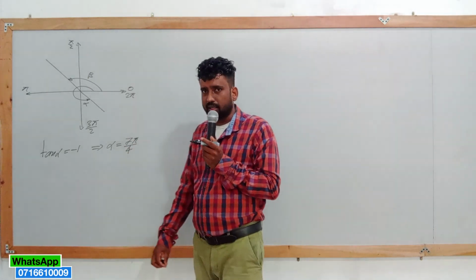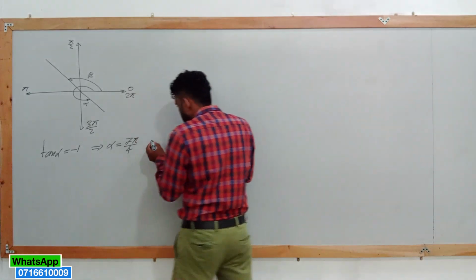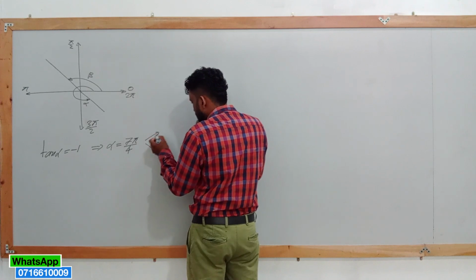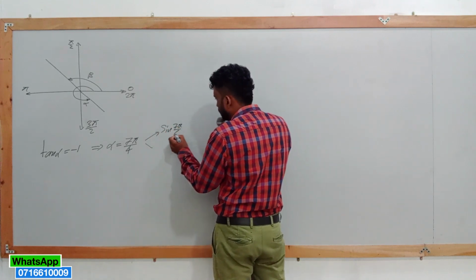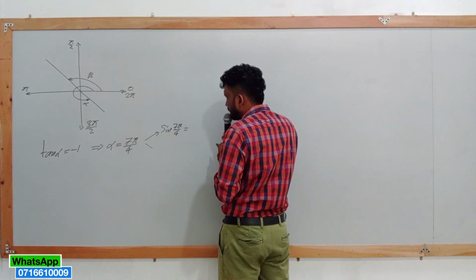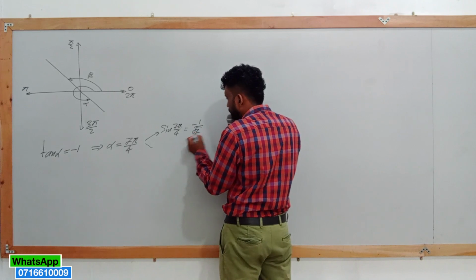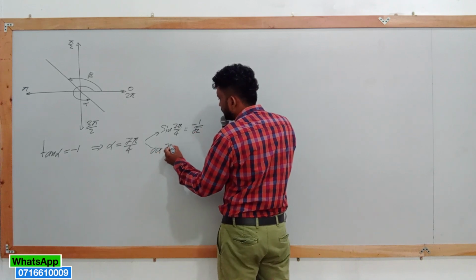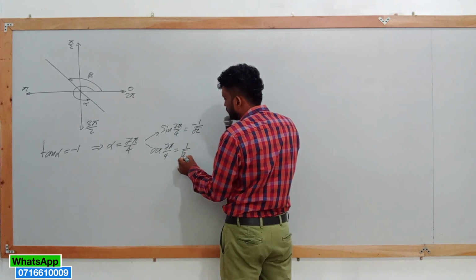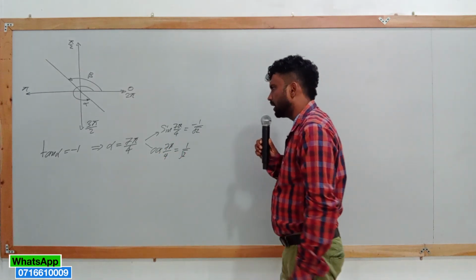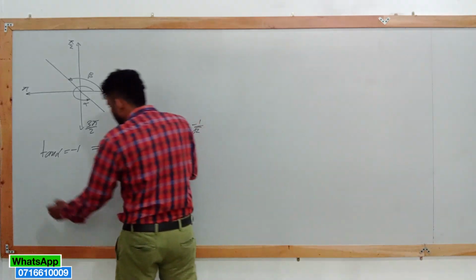Then you can take sine, cos, everything, okay? Then sine alpha, sine 7 pi by 4, what is that? Minus 1 divided by root 2. Cos 7 pi by 4, 1 divided by root 2, that is positive. Fourth quadrant, cos is positive.